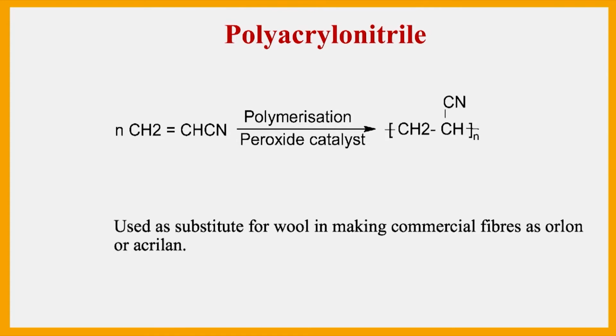The next one is polyacrylonitrile, which we also discussed in the last class. We prepared this polymer from acrylonitrile in the presence of peroxide as a catalyst, and it is used as a substitute for wool in making commercial fibers such as Orlon or Acrylan.